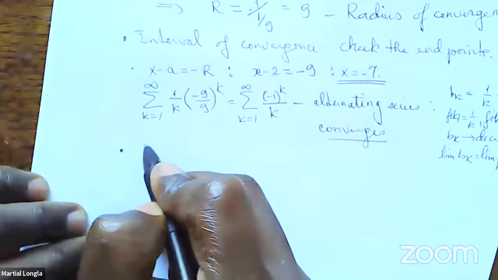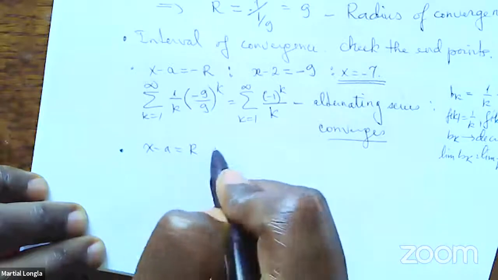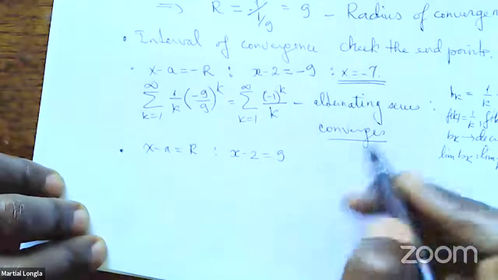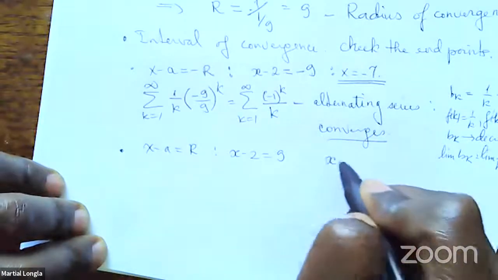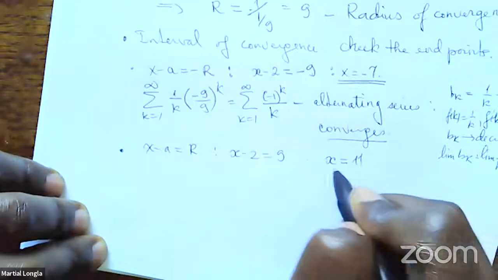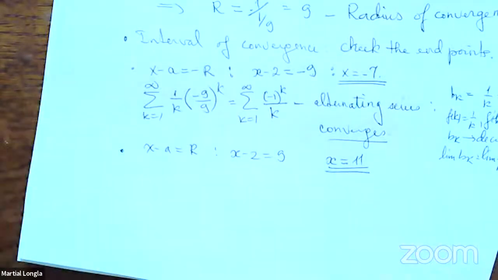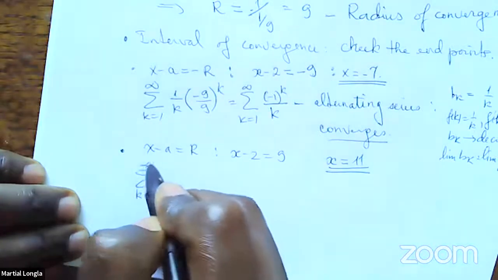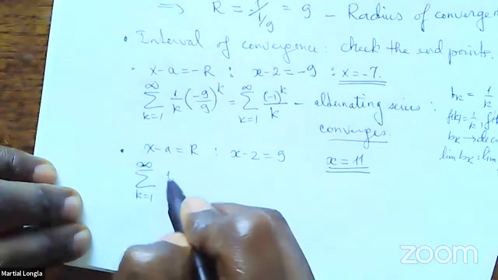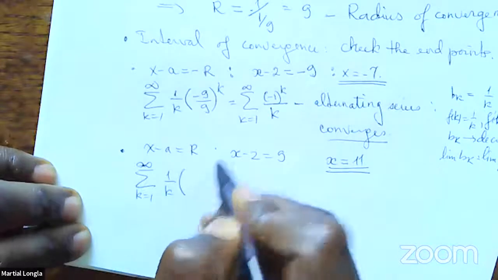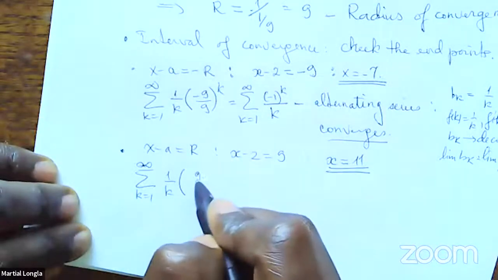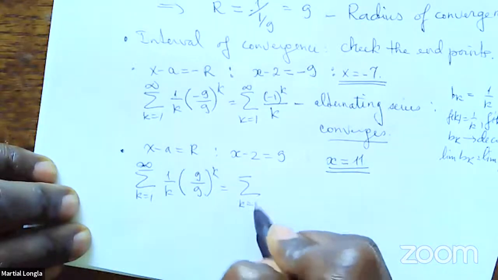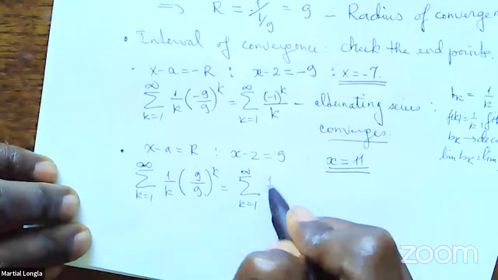Then we check the second point, x minus a equals r. In this case, that's x minus 2 equals 9, which is nothing but x equals 11. So that's the upper bound of the interval. Then we plug it in: sum k from 1 to infinity of 1 over k times x minus 2, which is 9, over 9 to the k. And this is sum k from 1 to infinity of 1 over k.